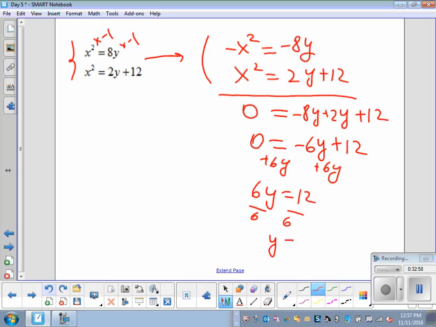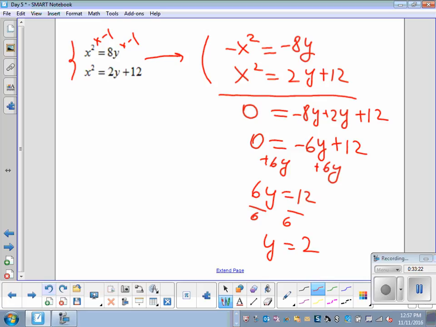So y equals 2. Am I done? No, I still need to find x, right?